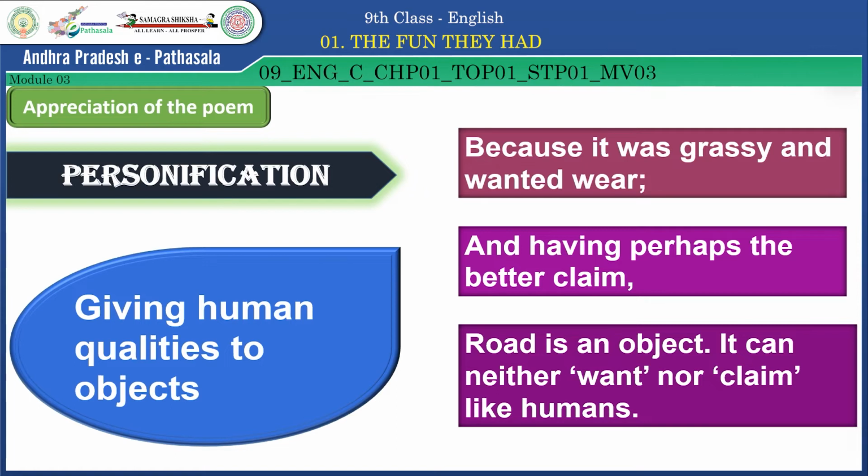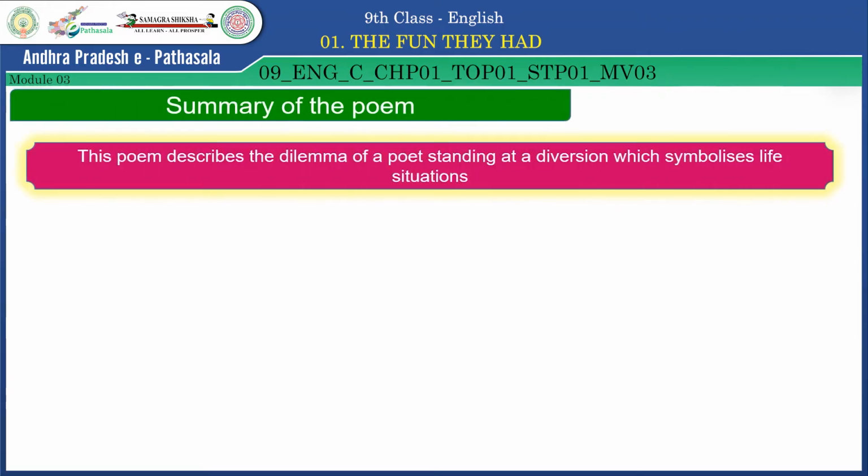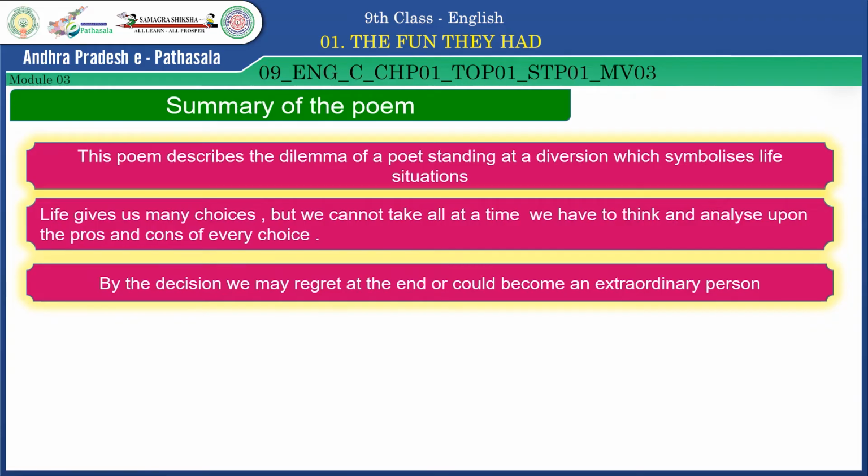Now let's summarize the poem. Here, this poem describes the dilemma of a poet standing at a diversion, which symbolizes life situations. Life gives us many choices, but we cannot take all at a time. We have to think and analyze the pros and cons of every choice. By the decision, we may regret at the end or could become an extraordinary person.